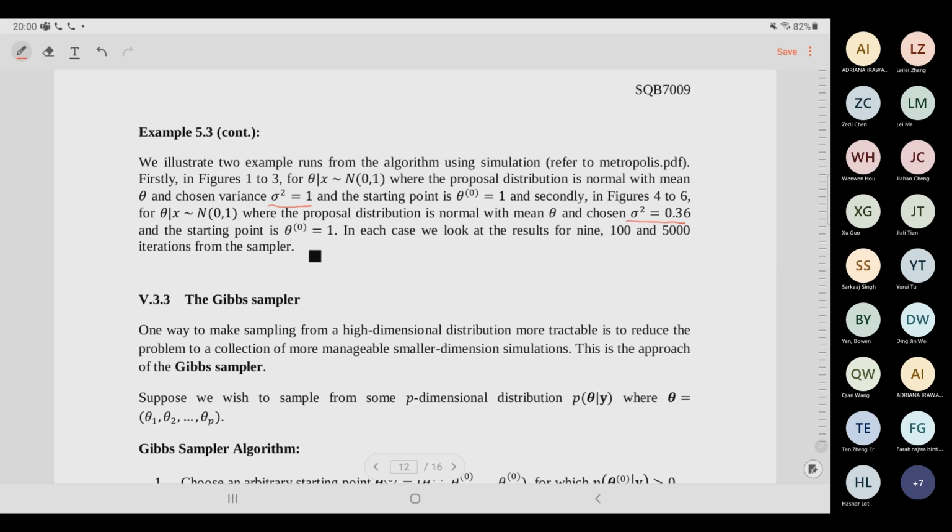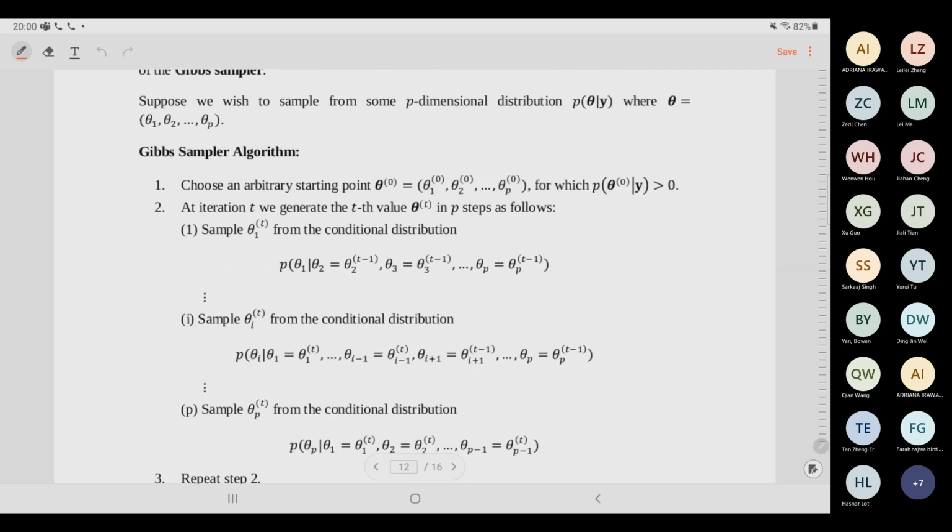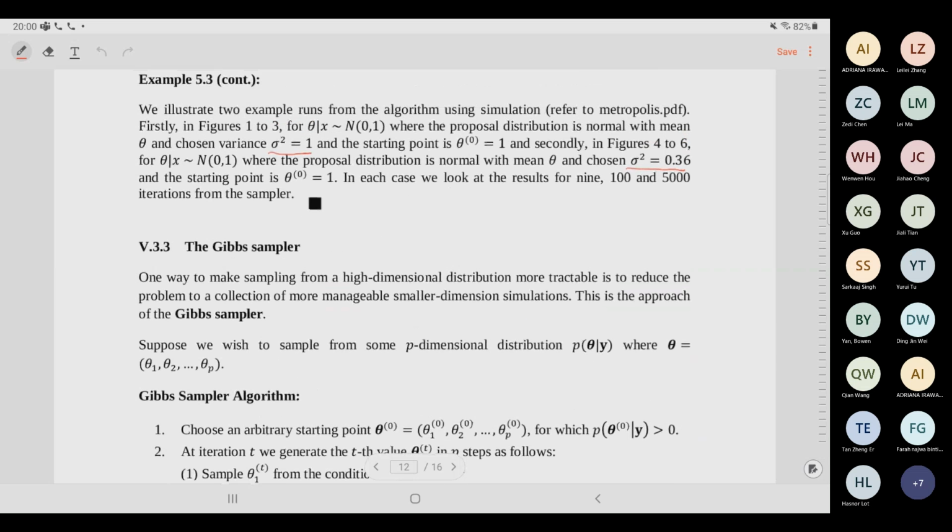And we're going to look at different iterations. If you look back, iteration is your t. T is your number of iterations. So we're going to look at different iteration t values, which are 9, 100, and 5,000 iterations from the Metropolis sampler.